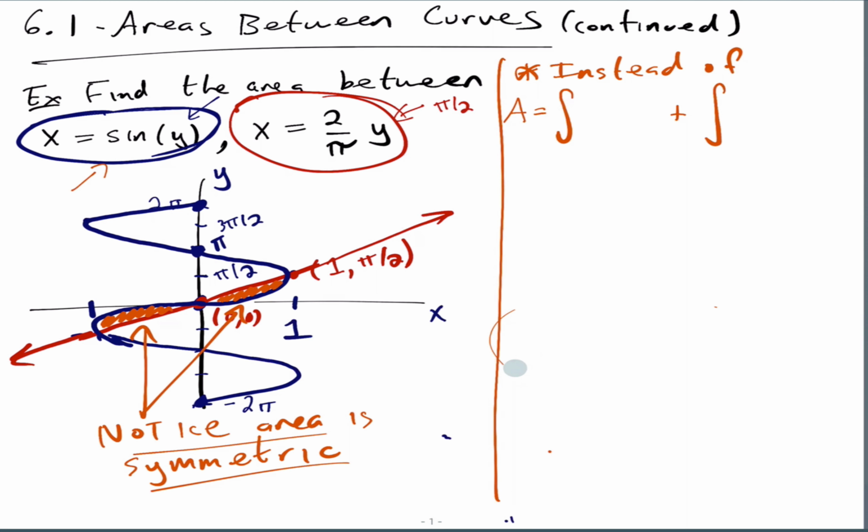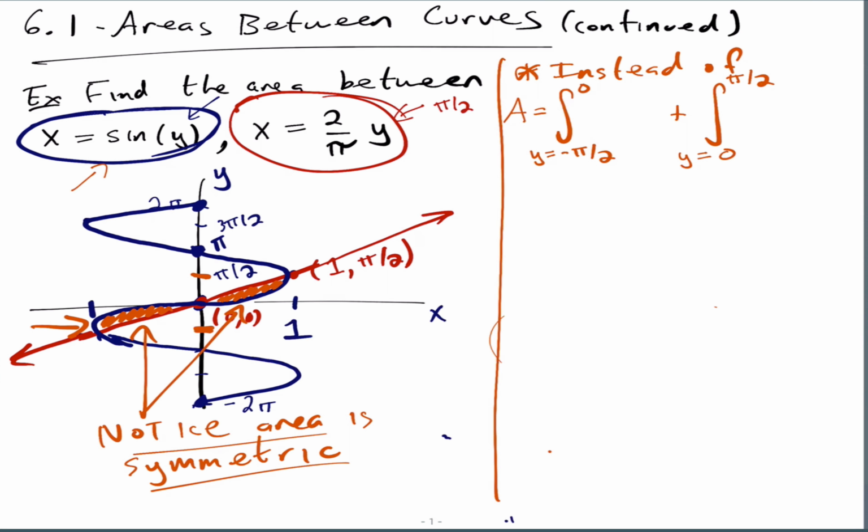Would your limits be negative pi over 2 to 0 and then 0 to pi over 2? Right, so that's the thing. Since we're going to be integrating with respect to y, what we want to do is look at the limits of integration along the y-axis. So here, it's from minus pi over 2 to 0, and then from 0 to pi over 2, right? And notice these are y values. Now, what am I going to integrate? What's the first one going to be?